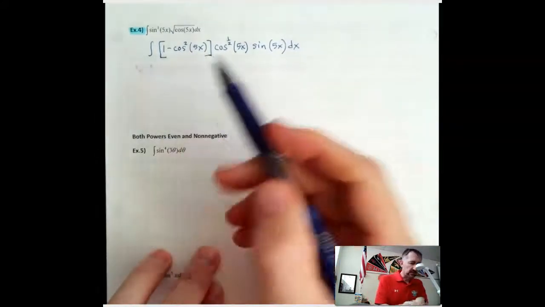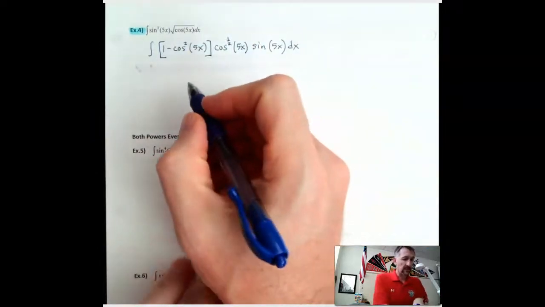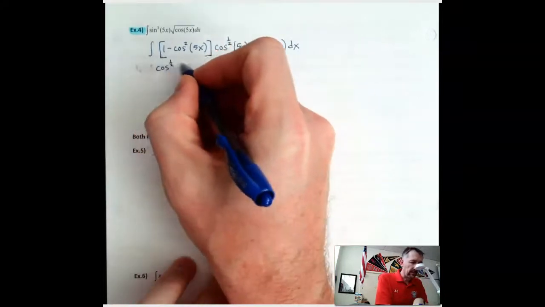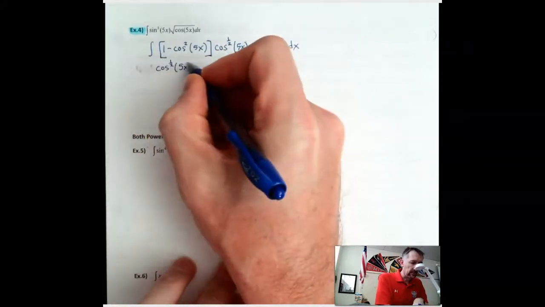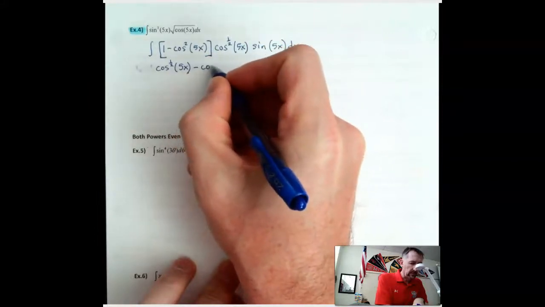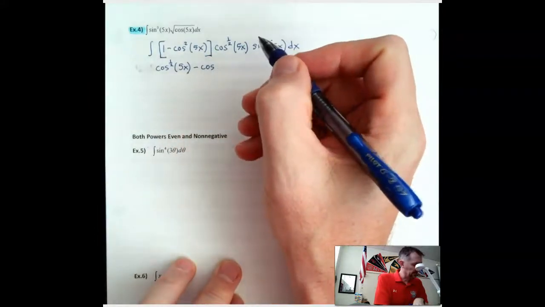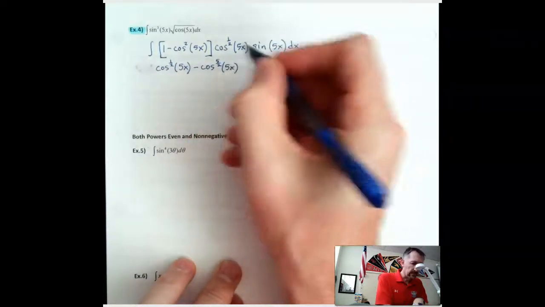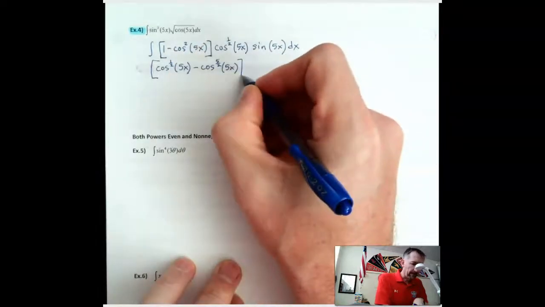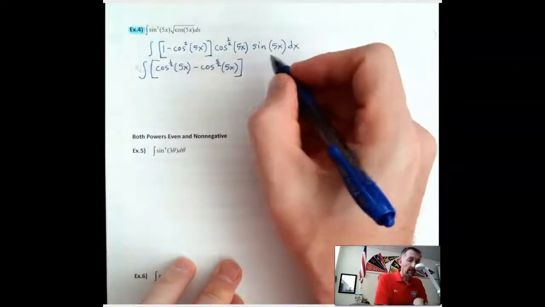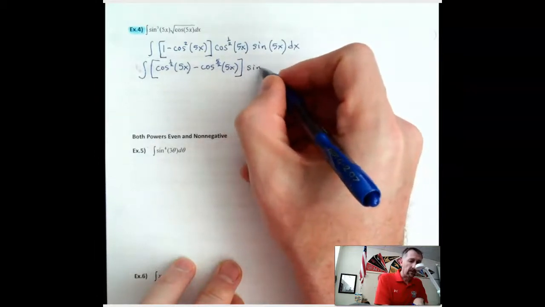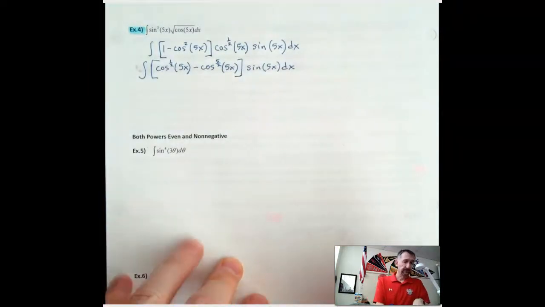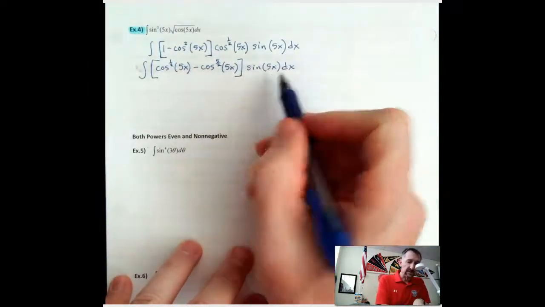So now we're going to distribute this into that. So that's going to be cosine 1/2 of 5x minus cosine 5/2 of 5x, and alright, so that's going to be our du.